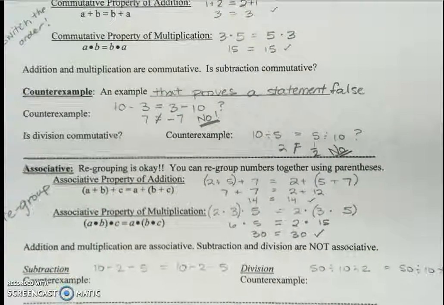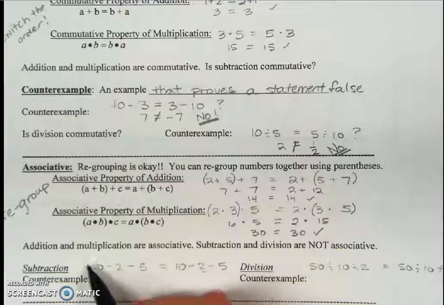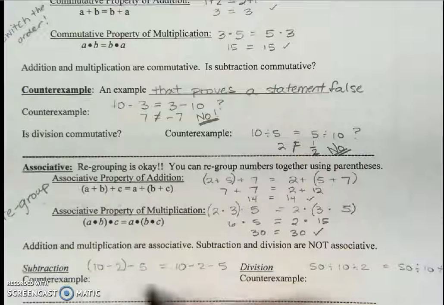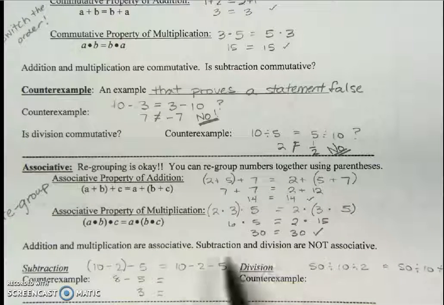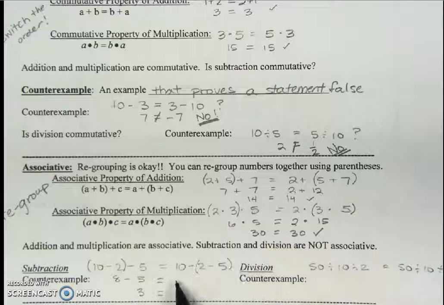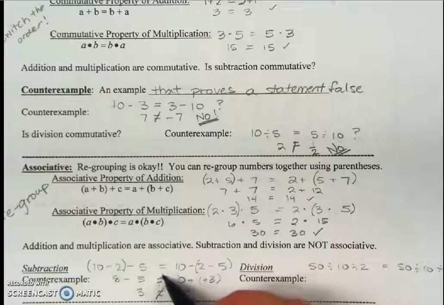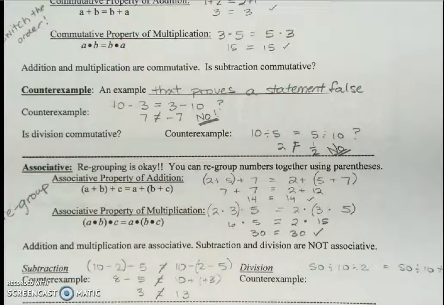What about subtraction and division? So let's group over here. 10 minus 2 minus 5. 10 minus 2 is 8. Take away 5 is going to give me 3. All right, let's see what happens on the other side. 2 minus 5. Okay, so this says 10 minus, well, 2 minus 5 is negative 3, and minus a negative means add the opposite, and so that would end up saying 10 plus 3, which is 13. Did 3 come out equal to 13? No. So this does not come out equal if they are all subtraction.